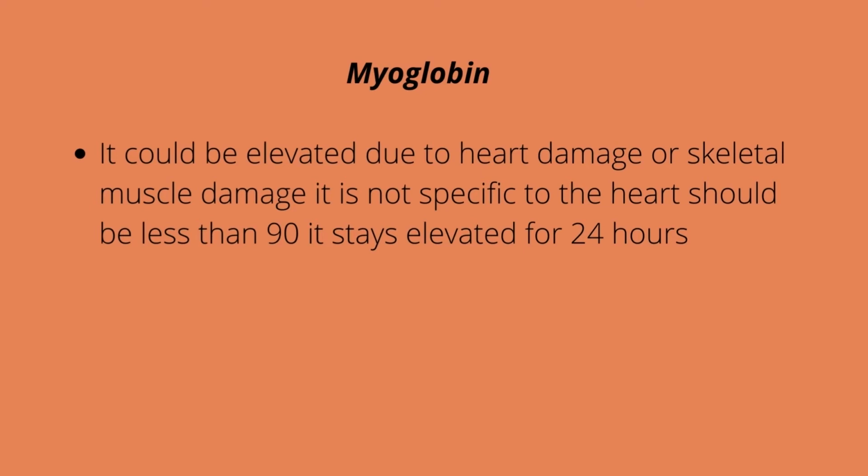Myoglobin. Myoglobin is elevated due to heart damage or any skeletal muscle damage. So this is not really specific to the heart. And it's not specific to the heart, as we said, and it should be less than 90 micrograms per liter, and it stays elevated for 24 hours.